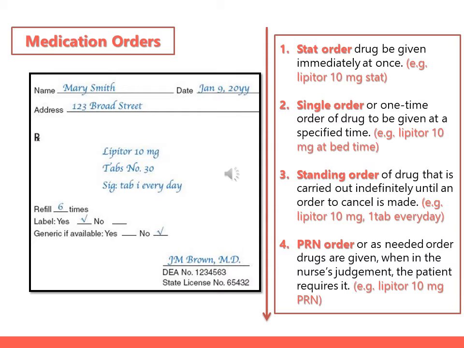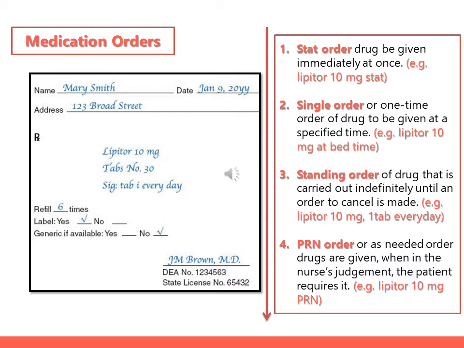You also have standing order. Okay, standing order of drug that is carried out indefinitely until an order to cancel is made. For example, Lipitor 10 milligram 1 tab every day, which means you need to give this medication to your patients every day. When do you stop giving this medication? Until the doctor would say the medication is cancelled. Otherwise, it should be given every day. We call it a standing order.